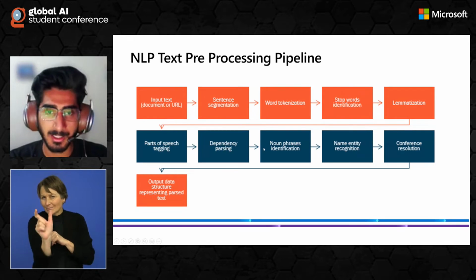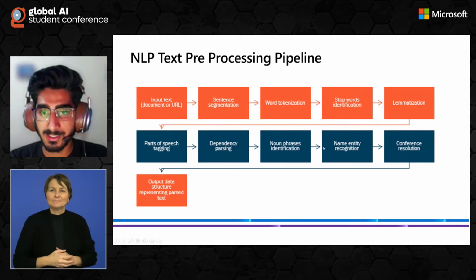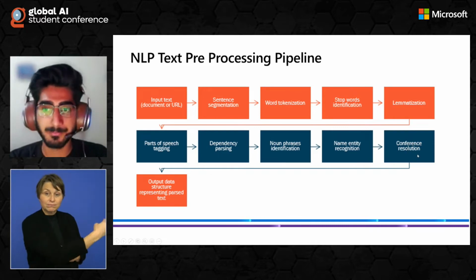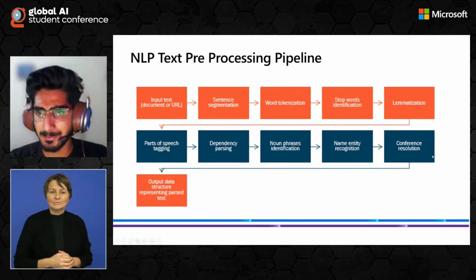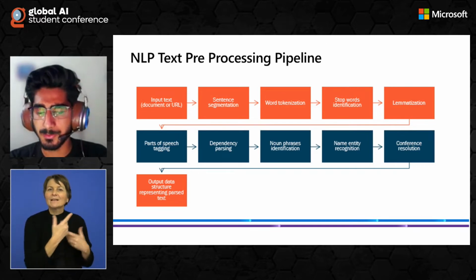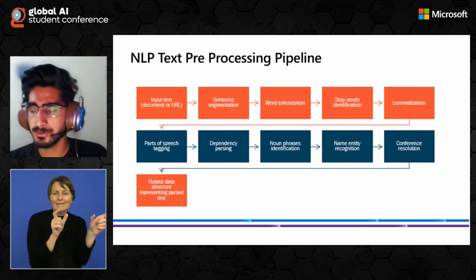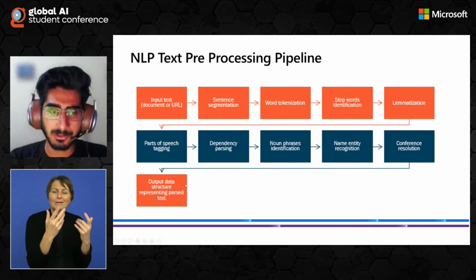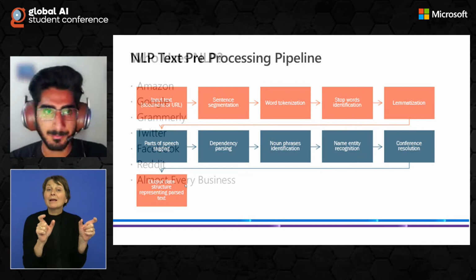We've already looked into that. We have noun phrases identification, then we have NER, and then coreference resolution. This is sort of a dependency parsing as well, but it's mostly related to nouns being related to pronouns and all of that stuff. And then we output the data structure representing the parsed text.